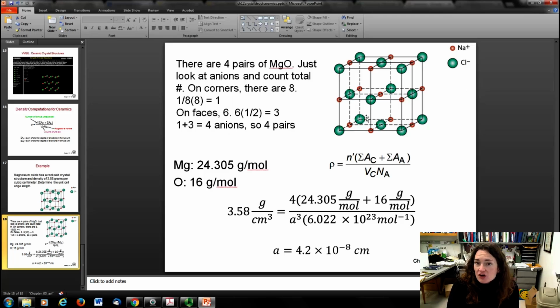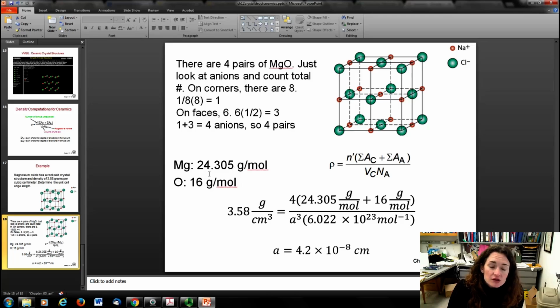All right, now, they're also centered in each one of the faces. Now, there's 6 faces to a cube. And I know that when it's centered in the face like that, the atom basically gets sliced in half by the unit cell. So 6 times a half gives me 3. And then 1 plus 3 gives me 4. So there's 4 total anions in there. Now, because it has to have a balanced chemical formula and a unit cell having the same neutral charge, then I know that if there's 4 anions, there have to be 4 cations, so there have to be 4 pairs. So n prime is equal to 4.